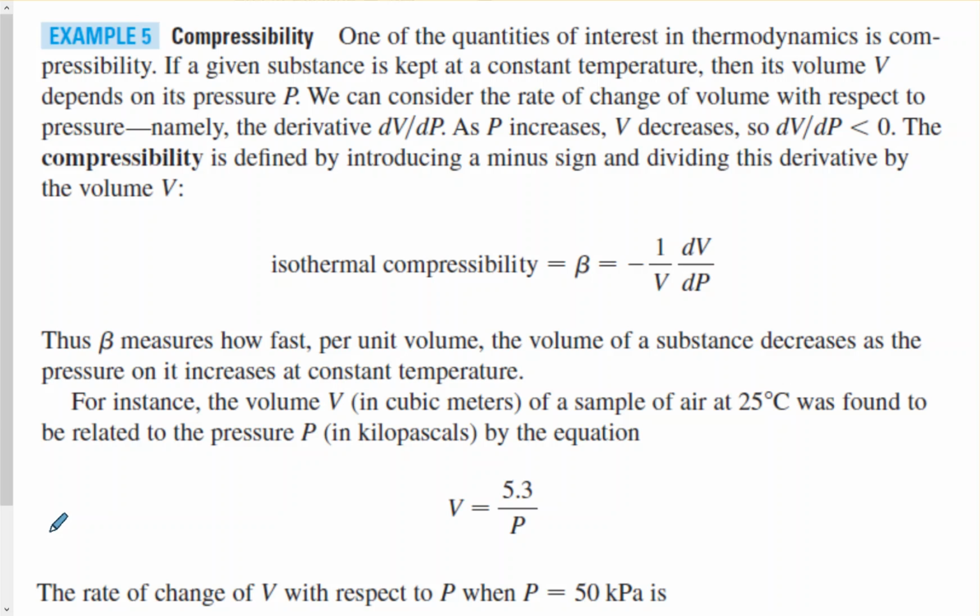The compressibility is defined by introducing a minus sign and dividing its derivative by volume V. Okay, so isothermal compressibility, beta equals negative 1 over V times dV/dP. Thus, beta measures how fast per unit volume the volume of a substance decreases as pressure on it increases at a constant temperature.